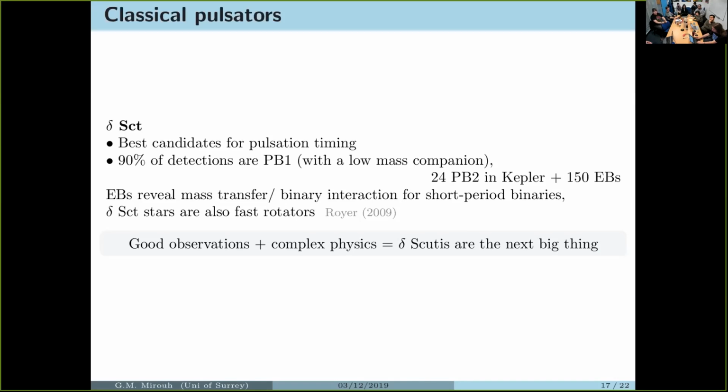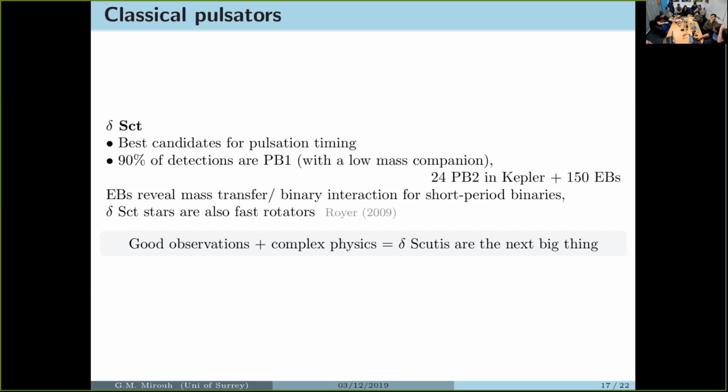These eclipsing binaries revealed that for short period binaries in that range of mass that goes from 1.6 to 2.4 solar masses, you find that close binaries have some history of mass transfer. Otherwise, you can't really explain what's happening there. And Delta Scuti stars also often are fast rotators.